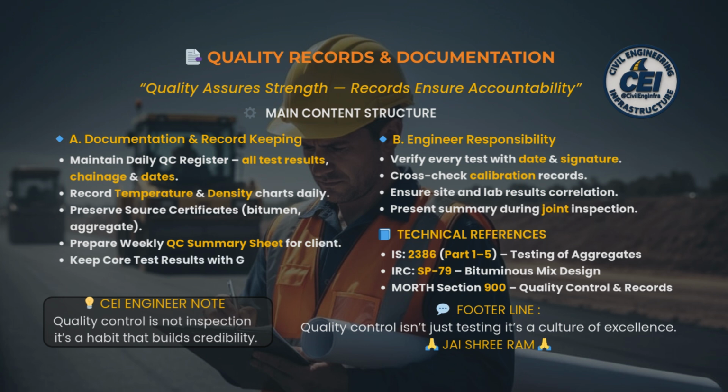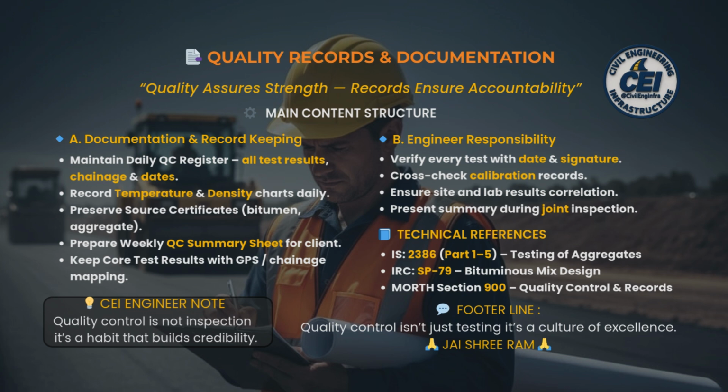A. Documentation and record keeping. Every engineer must ensure that site records are complete, accurate, and traceable. Maintain your daily QC register, including all test results, chainage, and dates. Record temperature and density charts daily. Preserve all source certificates, whether it's bitumen, aggregates, or filler materials. Prepare a weekly QC summary sheet for the client, showing test trends and observations. Keep core test results mapped with GPS or chainage references, so they can be verified anytime.